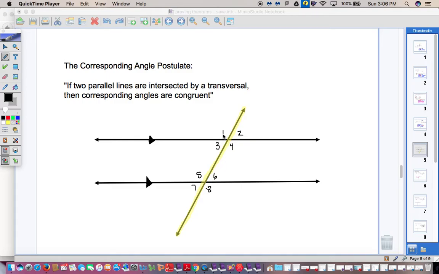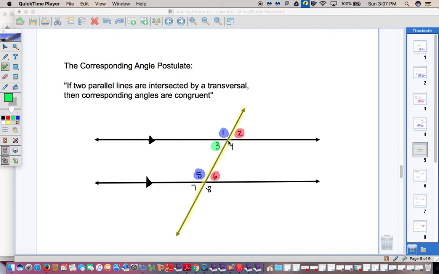So angle 1 here is to the left of the transversal and above our parallel line. And so angle 1 is in a corresponding location with angle 5. So these two angles would be congruent to each other because they're both to the left of our transversal and above our parallel line. We can see that angle 2 is to the right of our transversal and above the parallel line, and angle 6 is also in that same corresponding location. So these two angles would be corresponding angles.